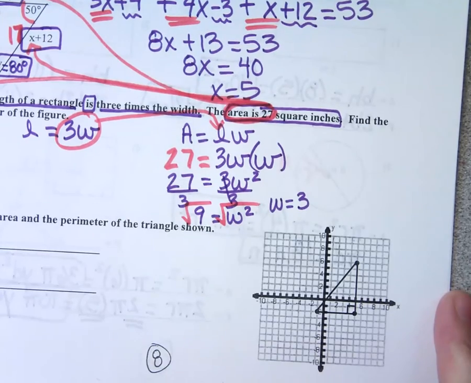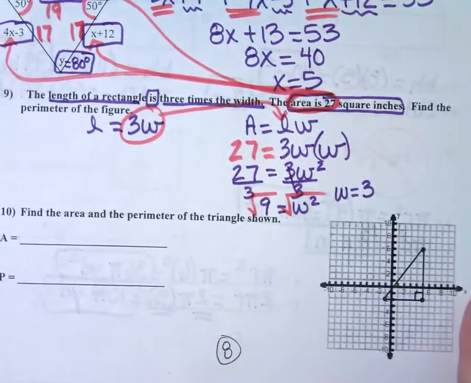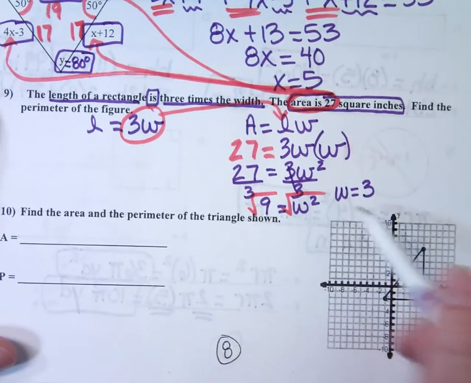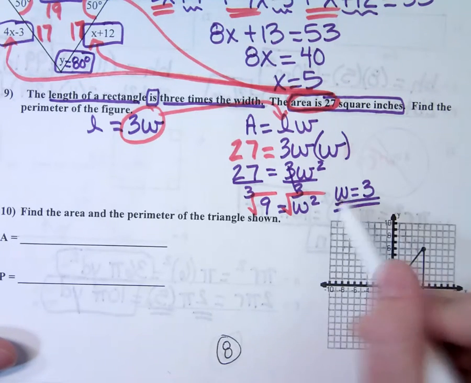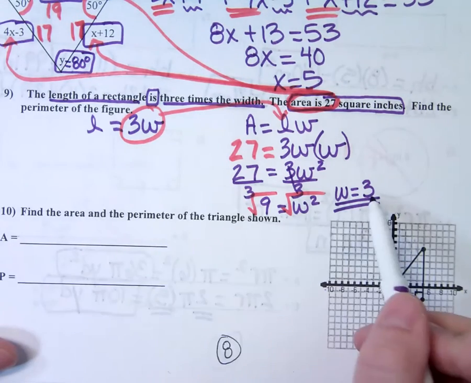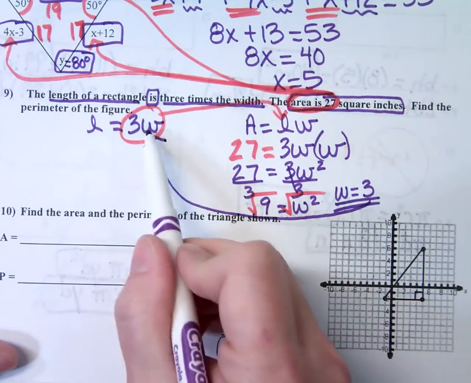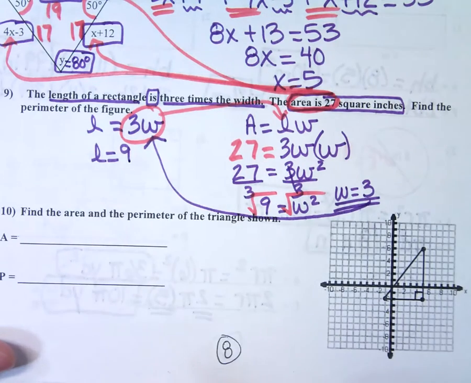Okay, and then the other part of the problem said, find the perimeter of the figure. So I know my width is 3. Now I just need to figure out what my length is. So if my width is 3, I can take this 3 and plug it in right there. What's 3 times 3? 9. So my length is 9.